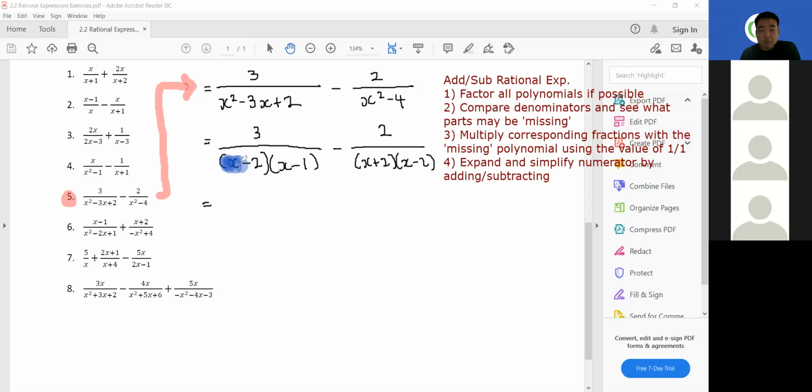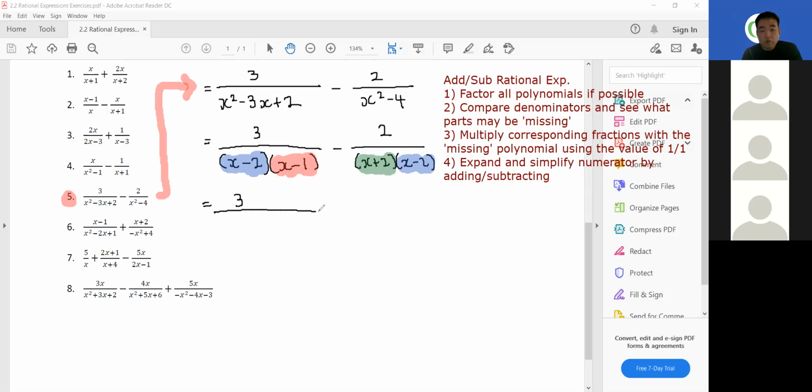I see that x minus 2 and x minus 2 are common in both. But if I want these two fractions to be identical, the right fraction needs x minus 1 from the left fraction, and the left fraction needs x plus 2 from the right fraction. Okay, so take a look. I'm going to try to color coordinate to show you where everything's going. Oh, oops, I need black.